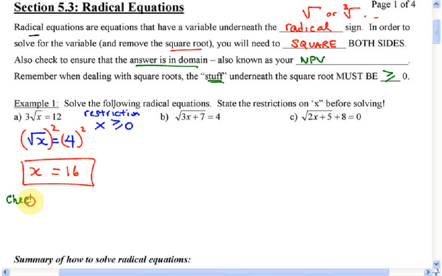And of course, you can always check these. This is algebra, so you can always check. Just multiply this. Plug in x is 16. Well, that's 3 times 4. Yeah, that's 12. It's all good. Okay?